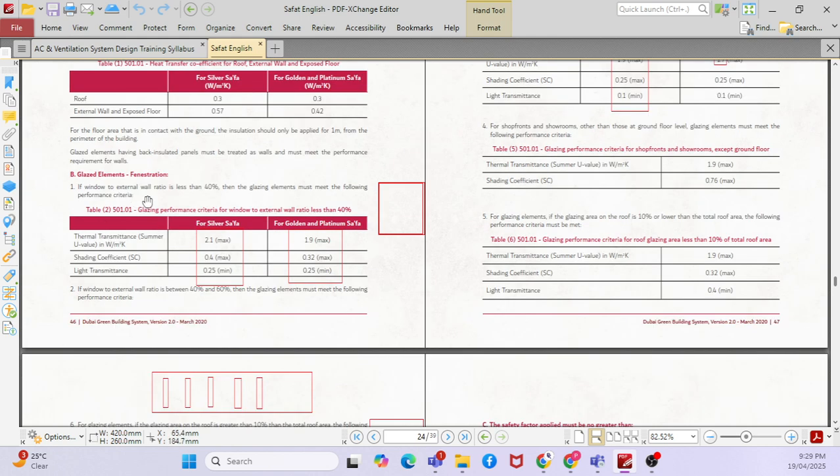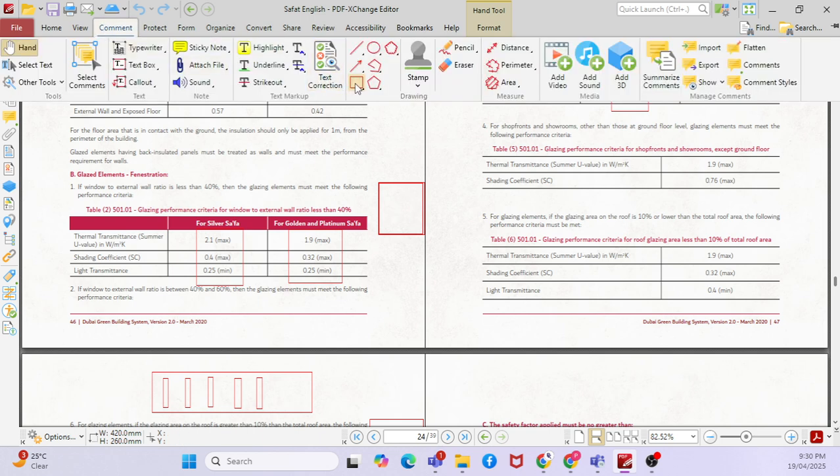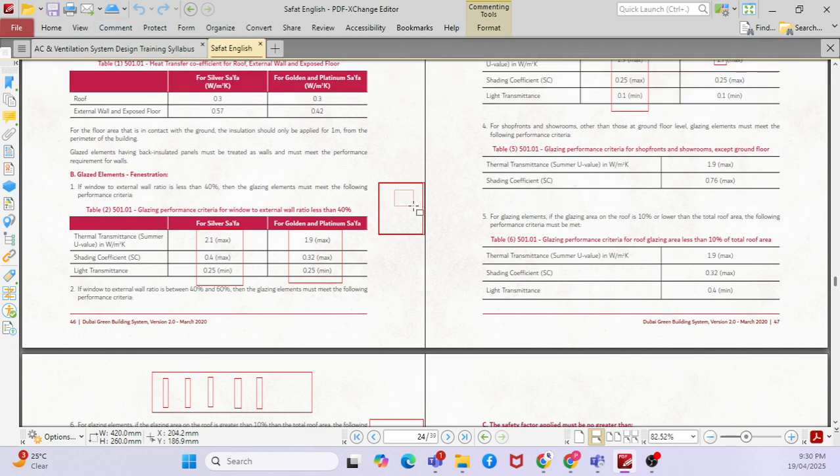For the glazing, there are different types of glass with shading. You can see that it is 2.1 for the area less than 40 percent. Say, for example, you have a wall, and in the wall you have a window glass. When you calculate, say this is the area of the wall, which is 10 square meters, and your window is 2 square meters, which comes to 20 percent. Then it will come in this category.